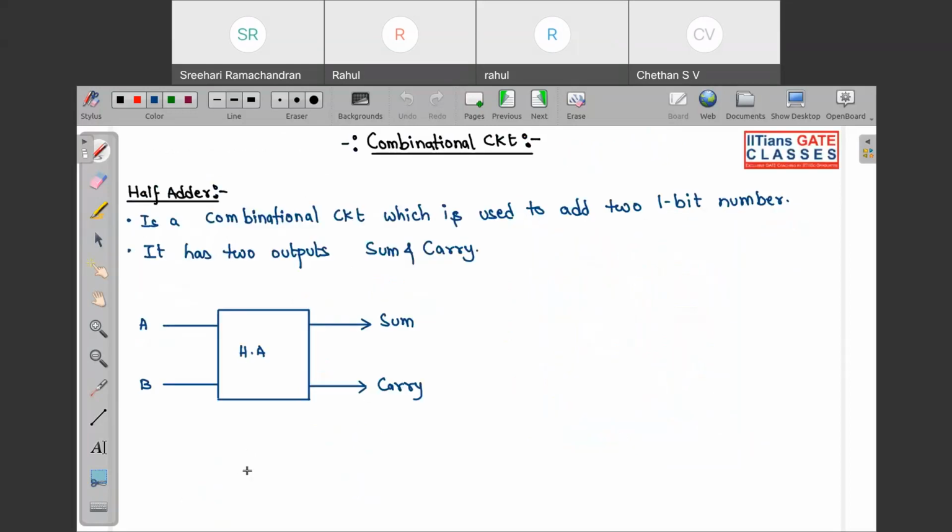Okay, fine. So now let us start with combinational circuits. Let me ask you, what do we mean by a combinational circuit? Can anyone tell me? Srihari, you want to say? Chetan, you want to say? What do we mean by a combinational circuit?